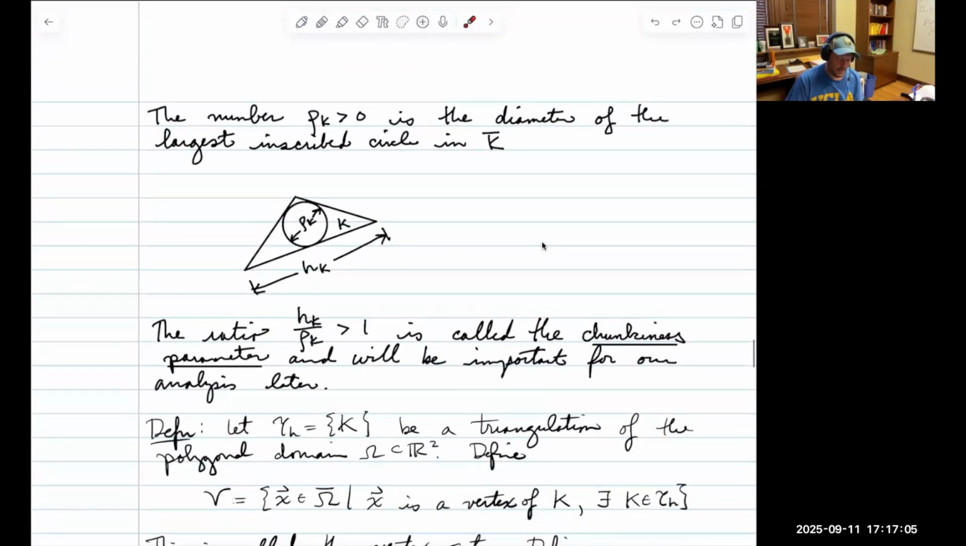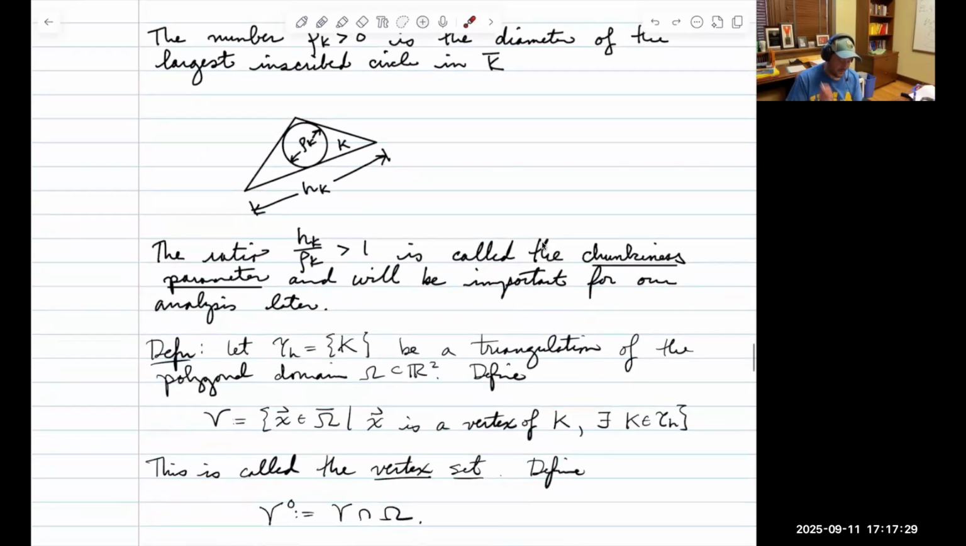The number rho k is the diameter of the largest inscribed circle in K closure. So in this case, it looks like the largest ball or the largest circle that I can put inside of this triangle is this one. And so rho k is going to be the diameter of that largest inscribed circle. Now, why am I interested in those 2 numbers? Well, I'll get to that a little bit later.